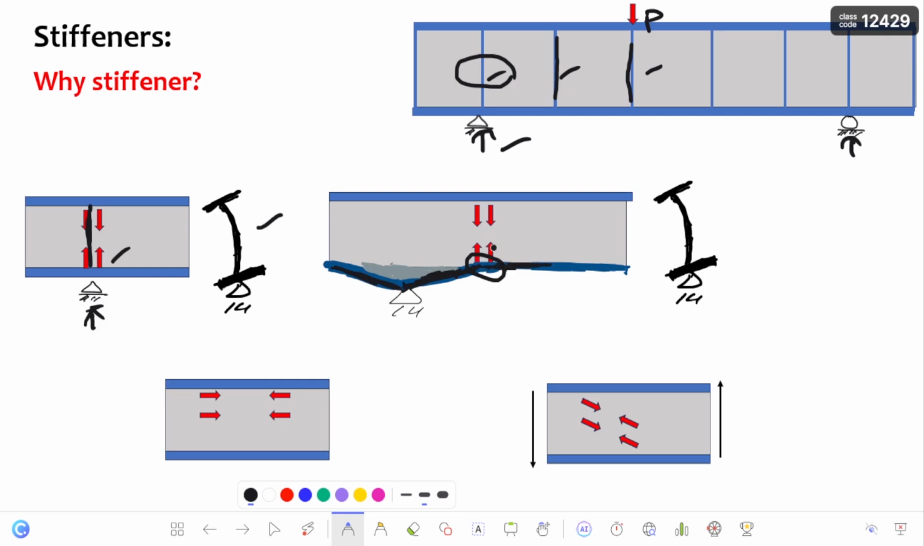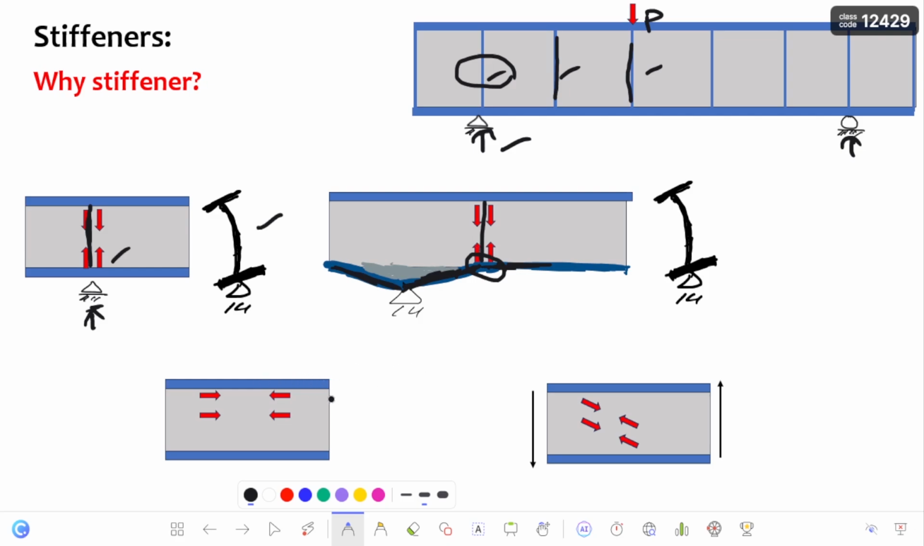At this location also, compressive stresses are going to develop within the web of the plate girder, and this will also cause the web to buckle. So to tackle such compressive stresses, we are going to provide stiffeners at these particular locations.